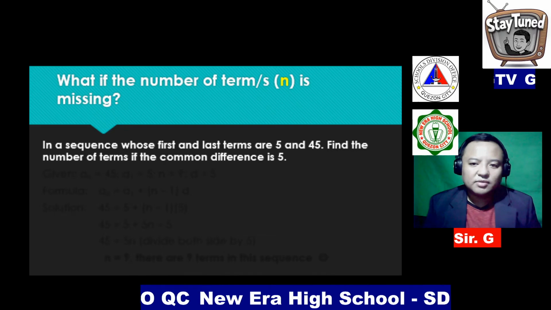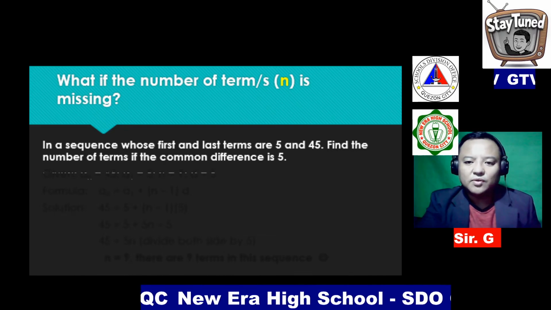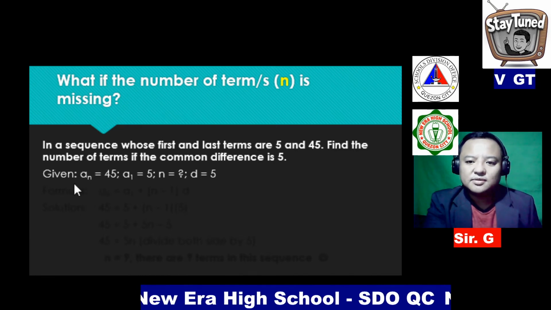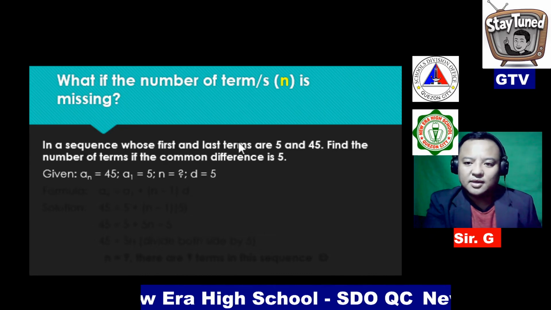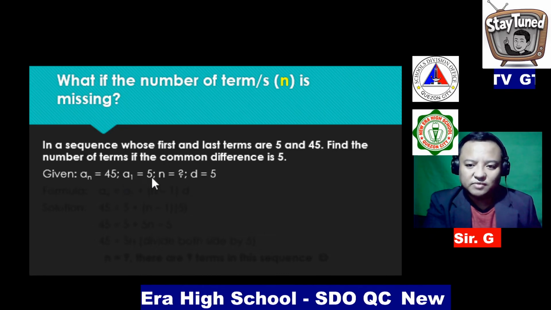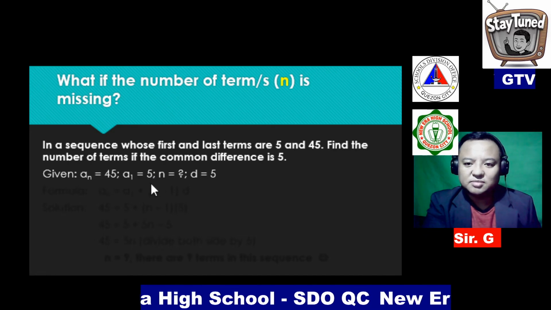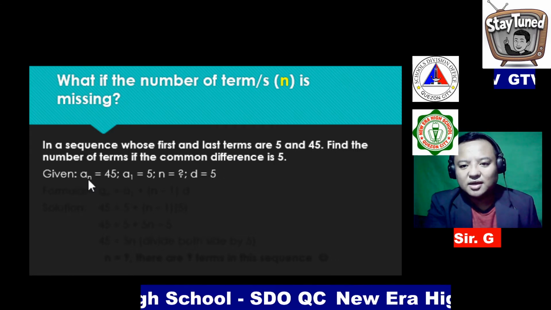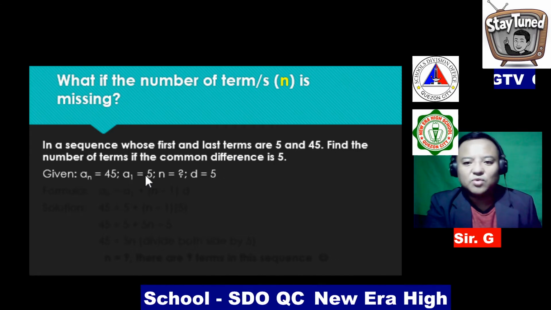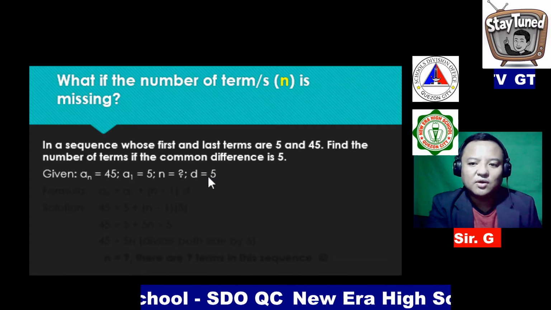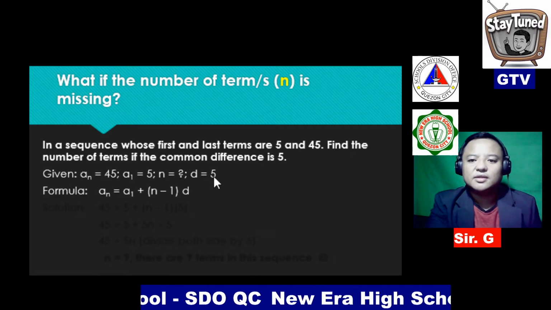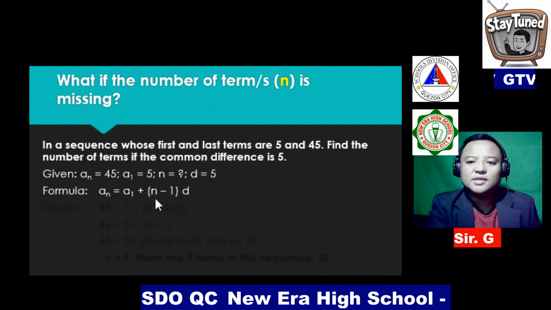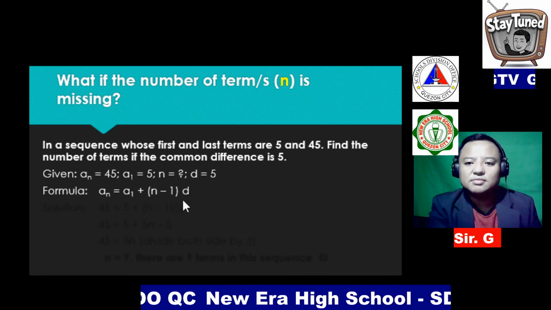Again, just like what we did on our first example, let's find all the given. Since we have the last term, which is 45, we have a sub n equals 45. The first term is 5, so a sub 1 equals 5. In this case, the number of terms is missing, so n equals question mark, and the common difference is 5. We are now ready to state the pattern that the last term is always equal to the first term plus a quantity of the number of terms minus 1 times the common difference.